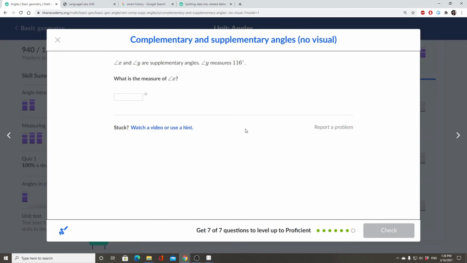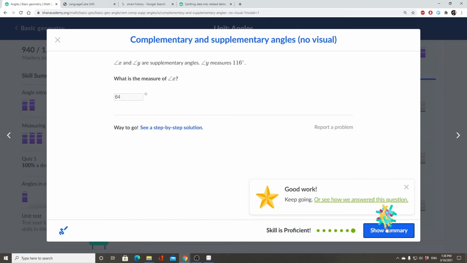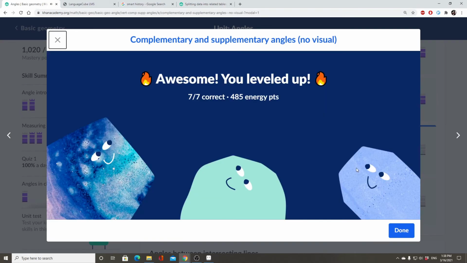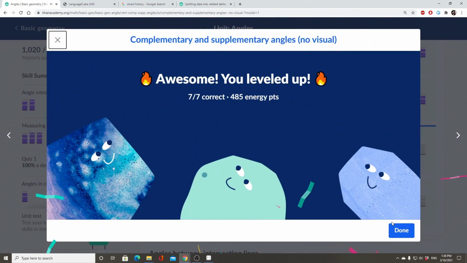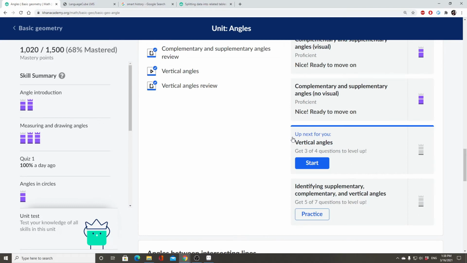X and Y are supplementary angles. Y measures 116. Okay. Supplementary, that's 180. So once more, 180 minus 16. Well, 180 minus 10 is 170. And just take away an additional 6, that's 164. So 64 degrees. Hey, look at that. Yay.